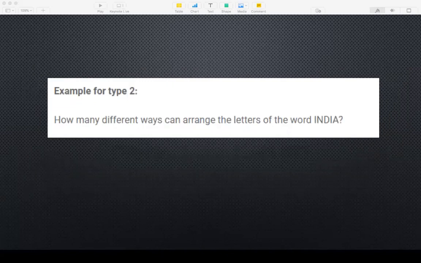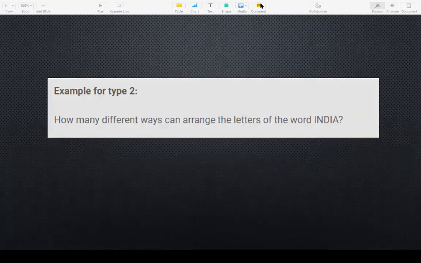Example for type 2: in how many different ways can we arrange the letters of the word India? Can you quickly tell me in the chat box what will be the answer for this question? In how many different ways can we arrange the letters of the word India?